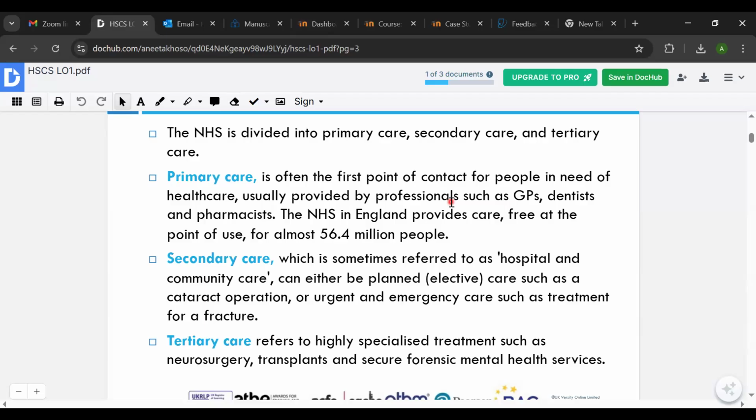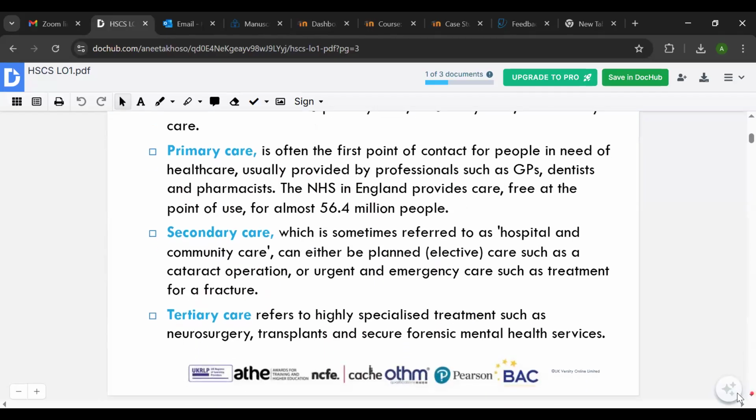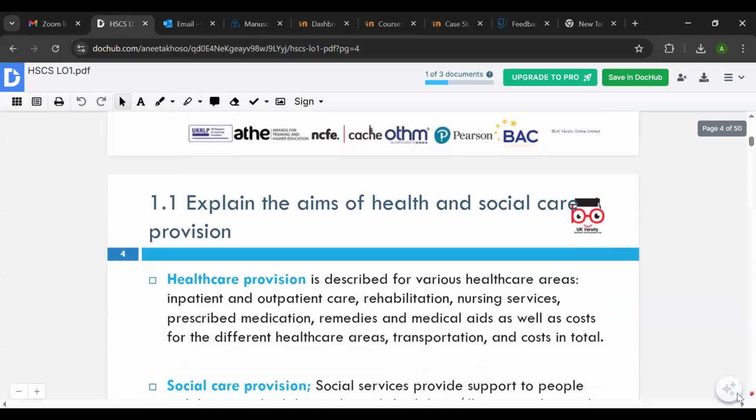So these secondary care cases are mostly more complex than primary care. There are surgeries which cannot be done in primary care. And tertiary care refers to highly specialized treatment like neurosurgery. You'll have transplants, and you'll have secure forensic mental health services available at tertiary care. So you can't have them at primary or secondary care.